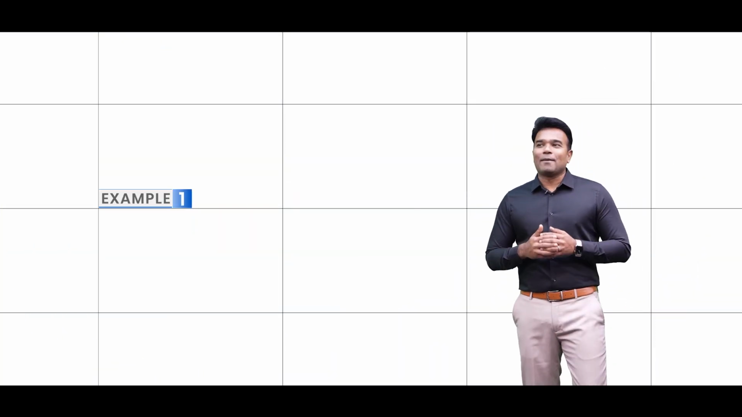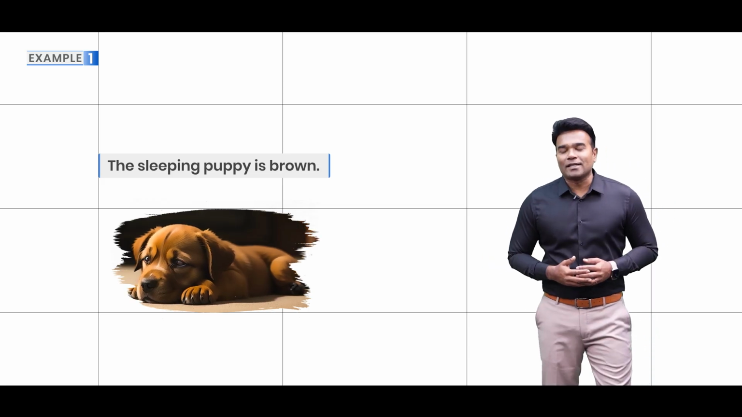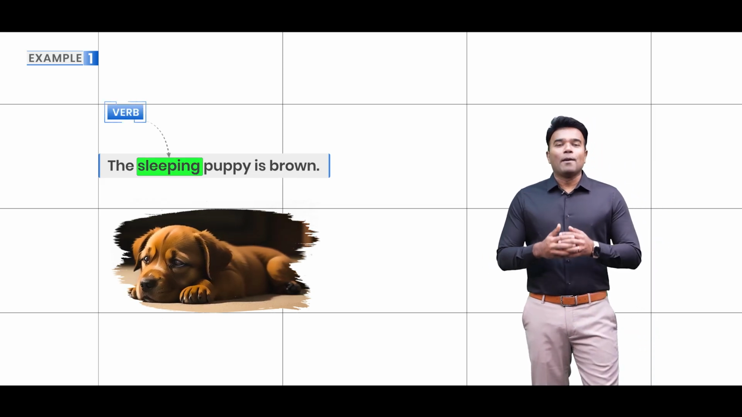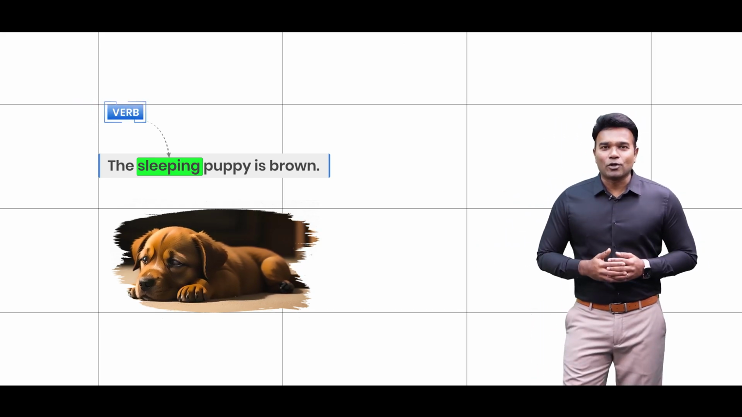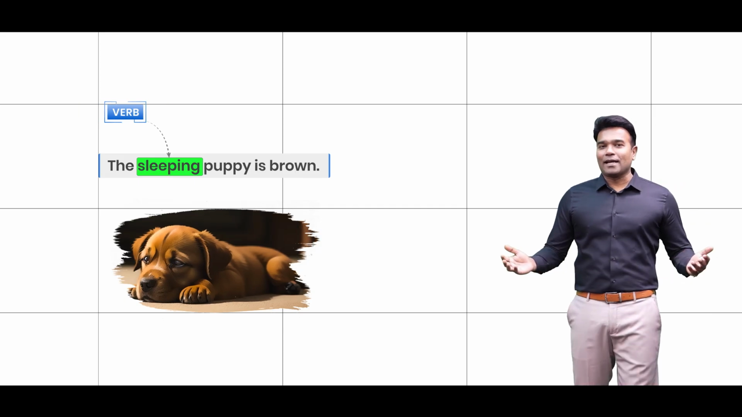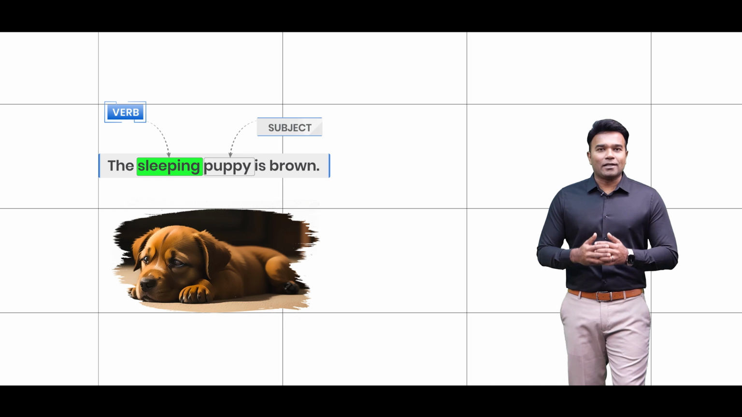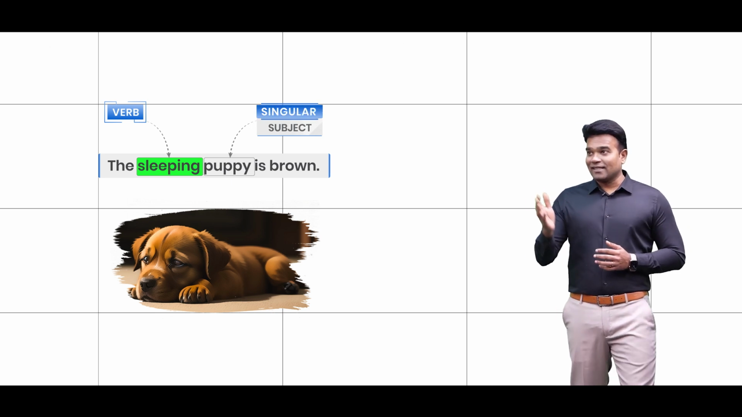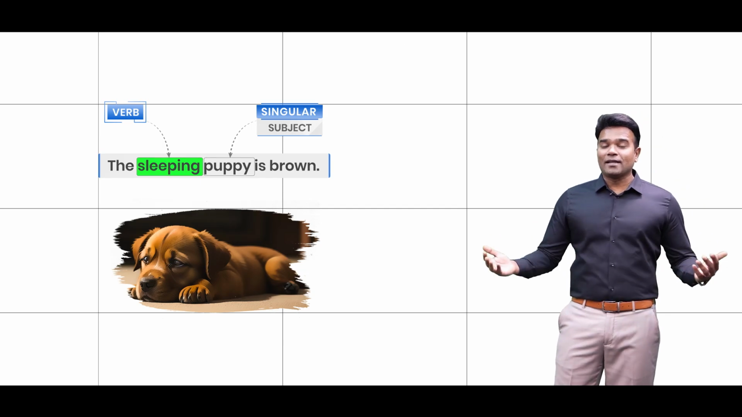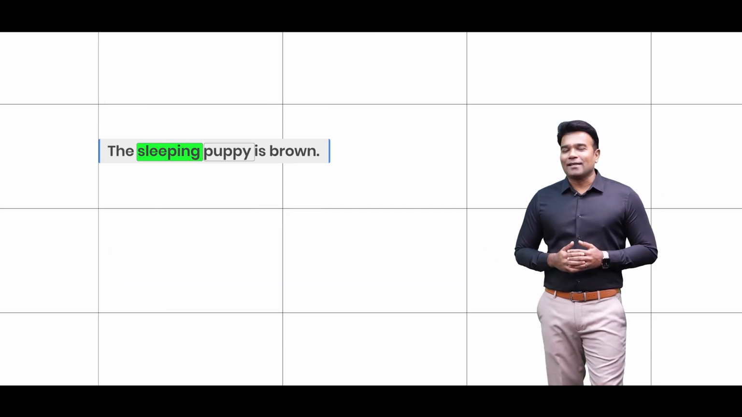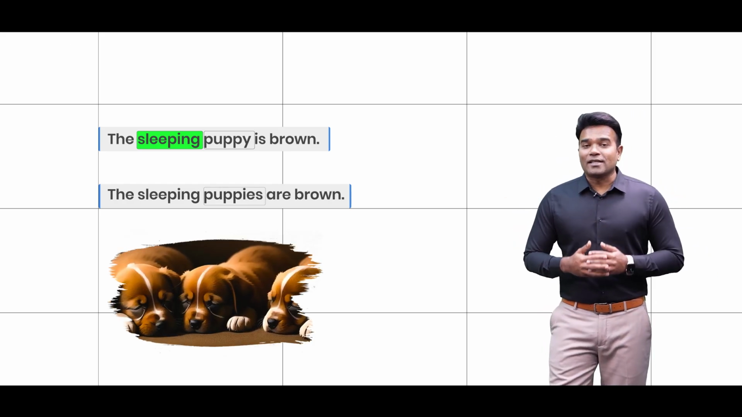Have a look at this example. The sleeping puppy is brown. Well, I'm sure that you easily identify sleeping as the verb here, but the real question is whether it is the finite verb or the non-finite verb, for which I shall be giving you the answer. The subject of this sentence is puppy, and you know that it is a singular subject. But just in case, I am going to express this sentence with a plural subject like this. After all, puppies represents a plural subject.